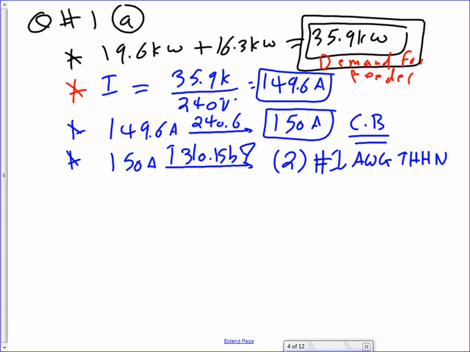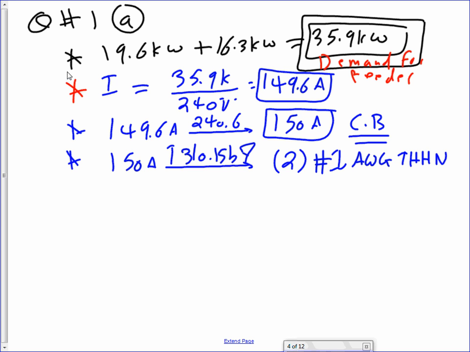Any comments, guys? Any questions? So what size hot conductor do we need? Number 2. In the past, I used to go to 310.15 B16, but the code allows you to even go lower than that because it's a dwelling. You can go in size number 1, copper, all copper. 150 will give you number 1. So that's the hot. Any comments, guys, about this?